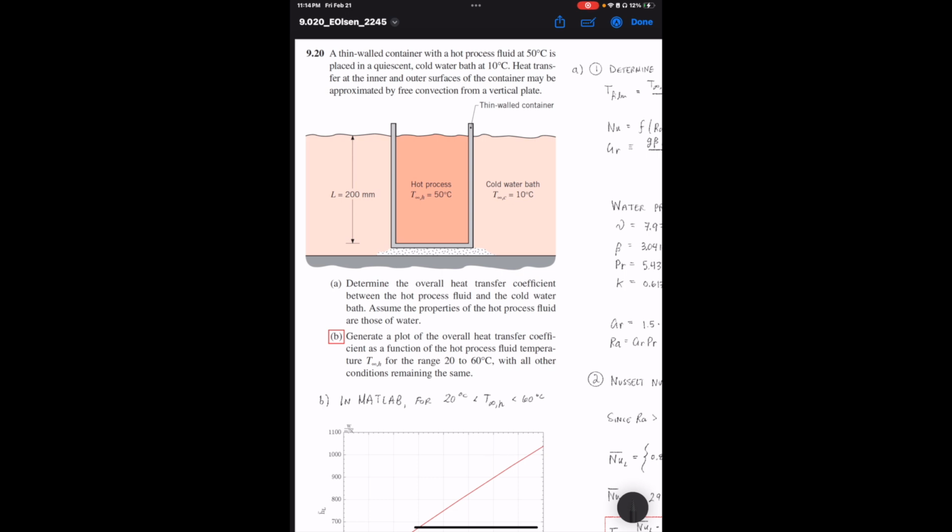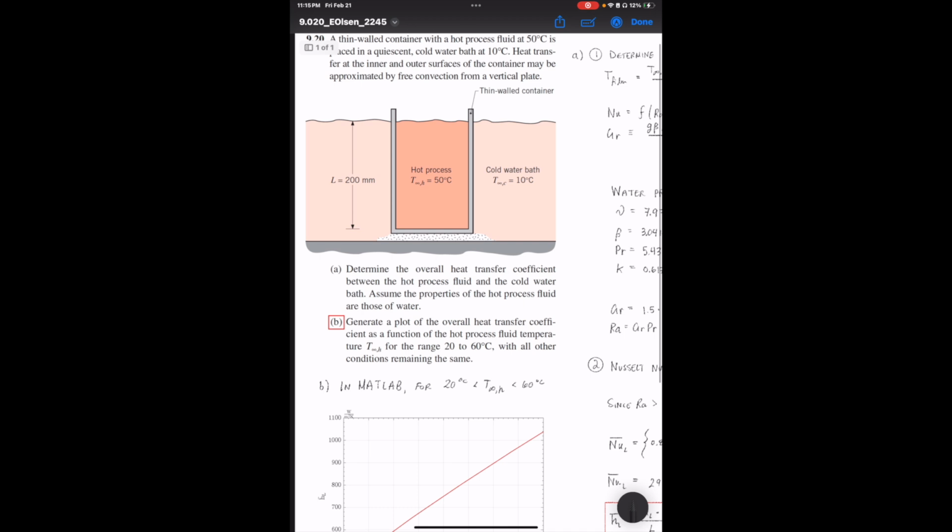And heat transfer at the inner and outer surfaces of the container may be approximated by free convection from a vertical plate. As the problem statement said, we have our diagram here. We have a thin-walled container, so there's no conduction in the walls, and an adiabatic condition on the bottom. So we can approximate the system as symmetric, and this wall can be approximated as a vertical plate. So we need to determine the overall heat transfer coefficient between the hot process fluid and the cold water bath, and we can assume that the properties of the hot process fluid are those of water.